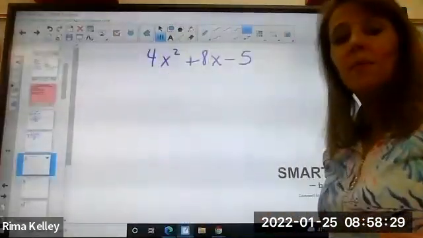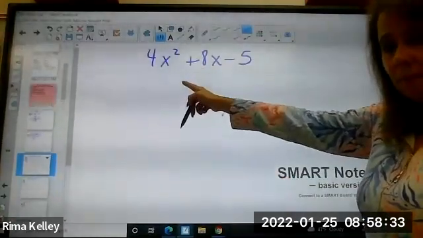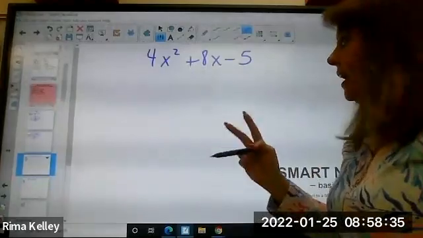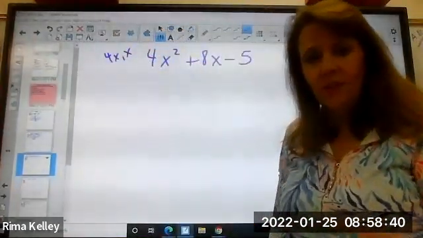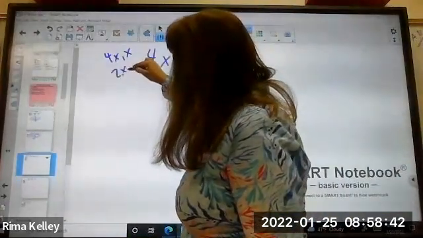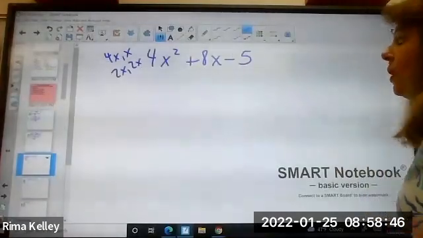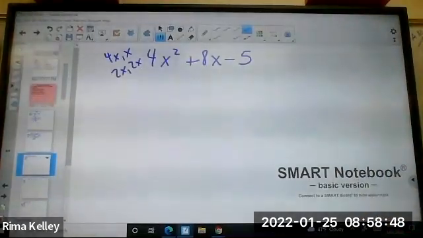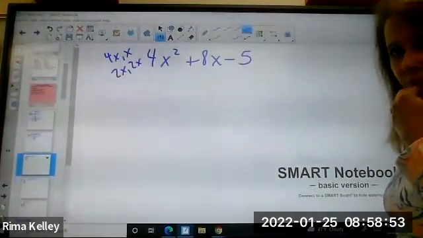Okay, so let's do one where the numbers aren't all prime. The first one is 4x squared, so you have 2 choices. It could be 4x and x, like you're used to, or it could be 2x and 2x. So you kind of look at it and try to decide what you should do.